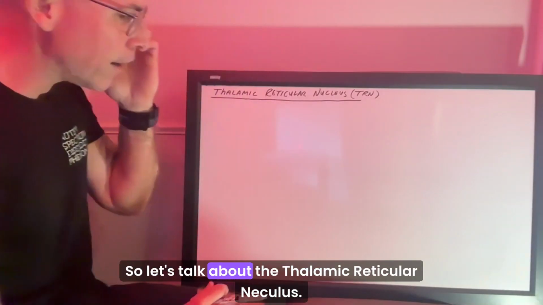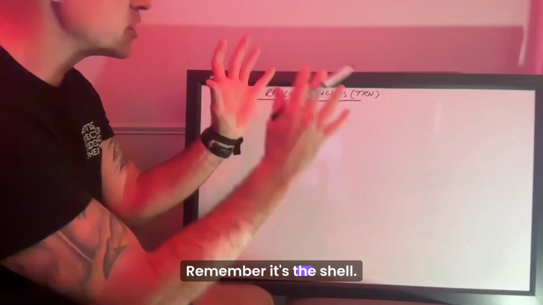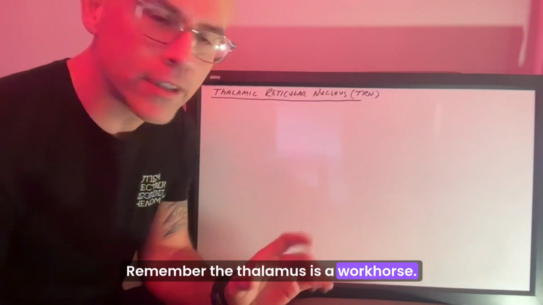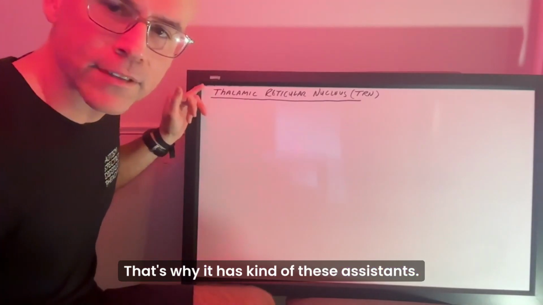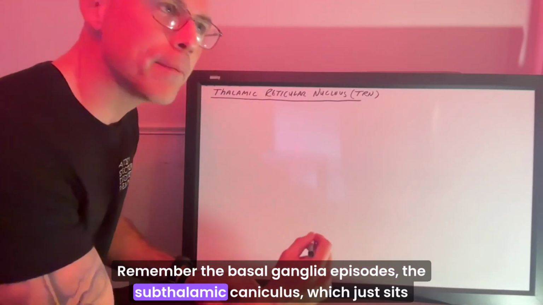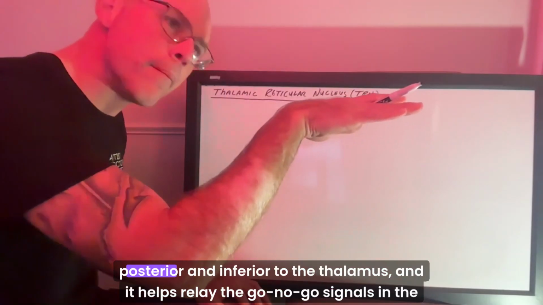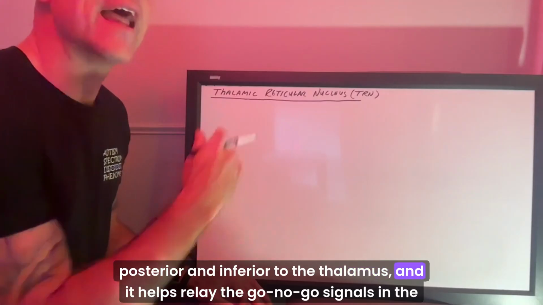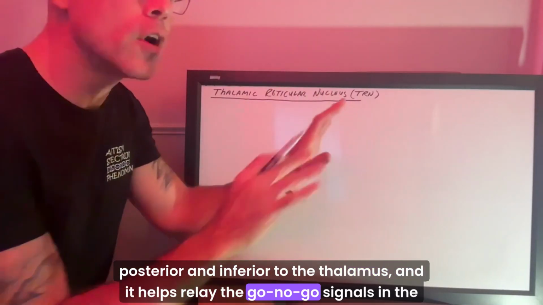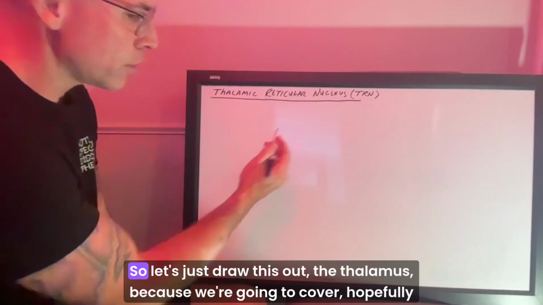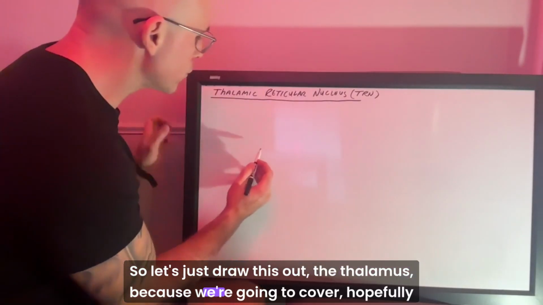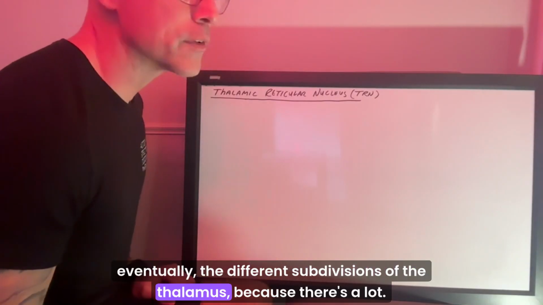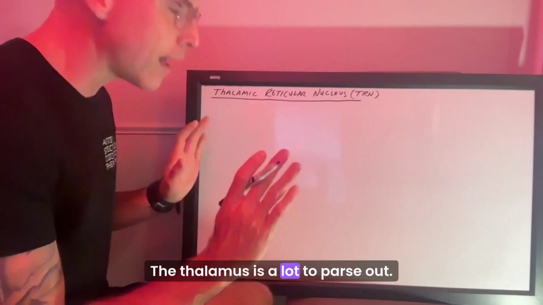So let's talk about the Thalamic Reticular Nucleus. Remember, it's the shell. So let's just draw out the thalamus. Remember, the thalamus is a workhorse. That's why it has these assistants. Remember the basal ganglia episodes, the subthalamic nucleus, which sits posterior and inferior to the thalamus, and it helps relay the go, no-go signals in the basal ganglia. So let's draw this out, because we're going to cover, hopefully eventually, the different subdivisions of the thalamus, because there's a lot. The thalamus is a lot to parse out.